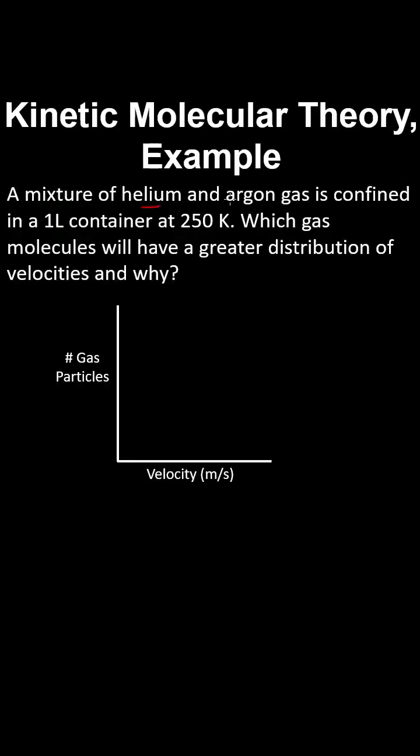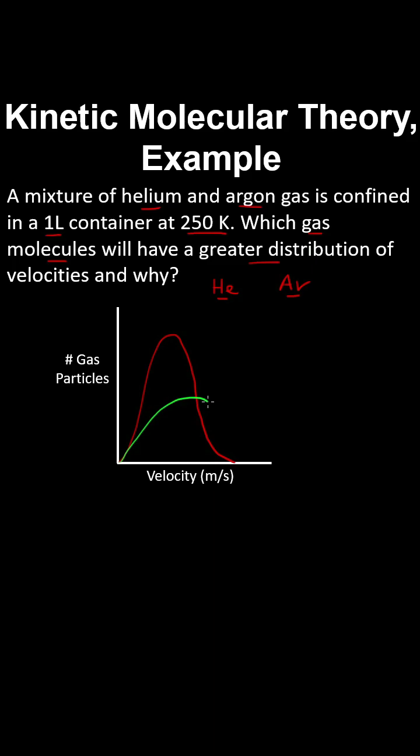A mixture of helium and argon gas is confined in a 1 liter container at a temperature of 250 Kelvin. Which gas molecules have a greater distribution of velocities and why? Well, here we have two monatomic gases, helium and argon. Given the mass of the argon atom is greater than that of helium, the distribution of velocities of the argon gas particles looks something like this, and for helium they'd look something like this.